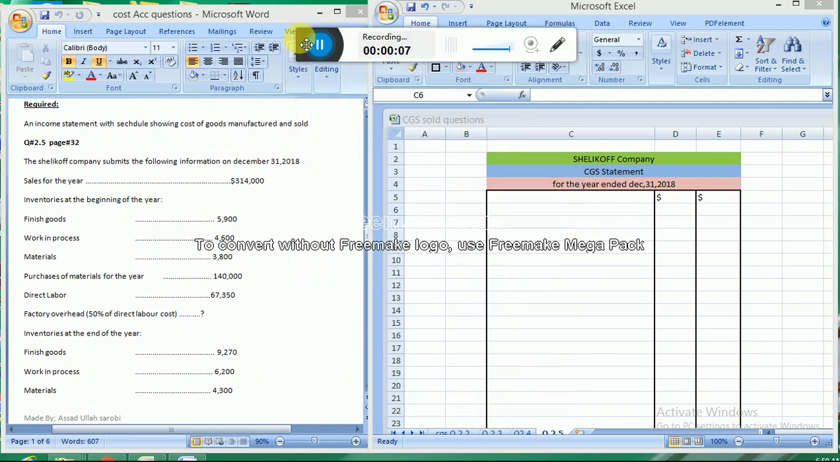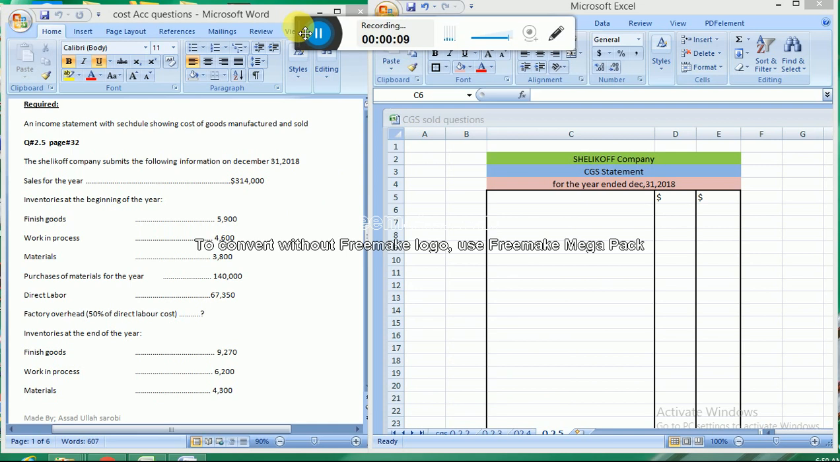So today we will solve question number 2.5, page number 32 of your book. Let's start to solve the question. The Shilikov company submitted the following information on December 31st, 2018.